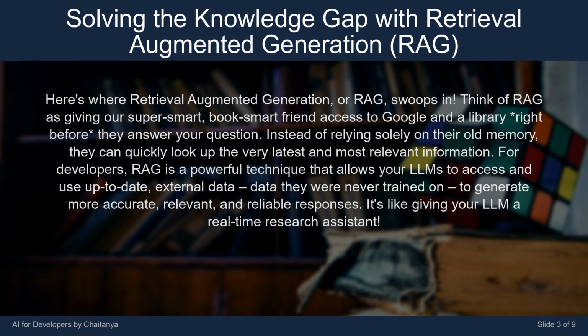Think of RAG as giving our super smart, book smart friend access to Google and a library right before they answer your question. Instead of relying solely on their old memory, they can quickly look up the very latest and most relevant information. For developers, RAG is a powerful technique that allows your LLMs to access and use up-to-date external data they were never trained on, to generate more accurate, relevant, and reliable responses. It's like giving your LLM a real-time research assistant.